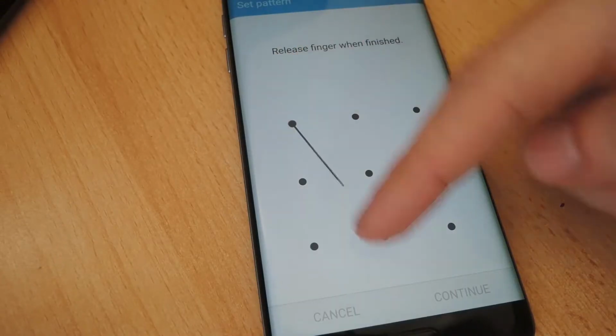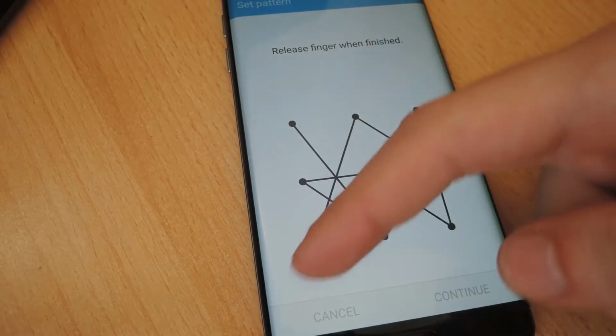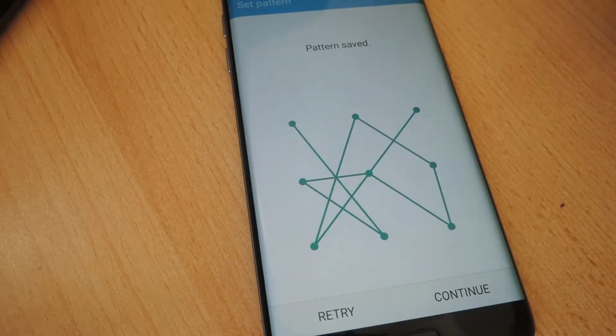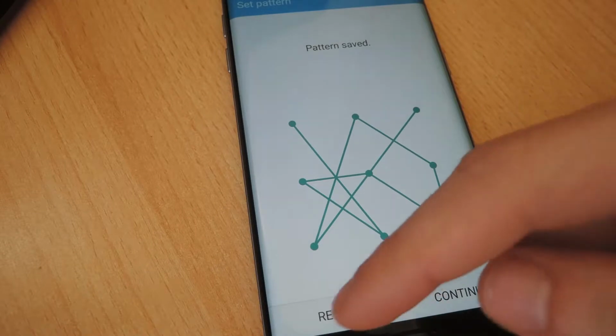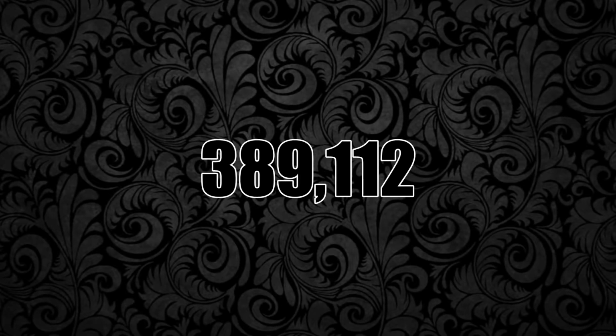If you're going to use this type of lock screen and you want to have at least a decent amount of security, you should probably go with a more complex combination. But how many combinations are there? Now, for those of you who are here just for the number, it's 389,112. So if you clicked on the video just for that and you don't really care about the why and the how, well, thanks for watching.